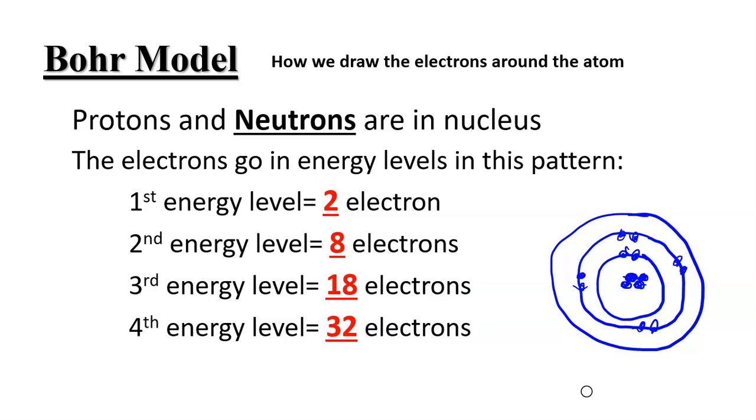Your third energy level can also hold 8 electrons. You've got your 8 on here still. So you equal 18 electrons in total. And same thing as you go on. Fourth holds 32 total electrons in the entire atom.